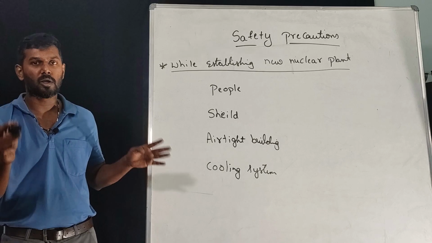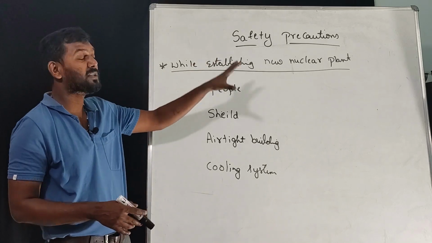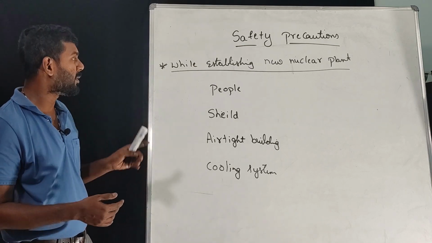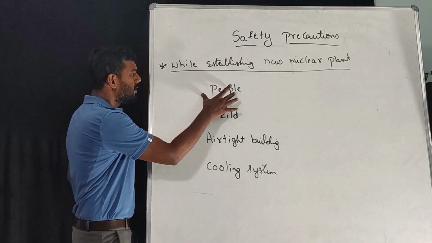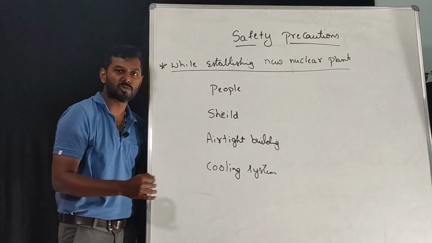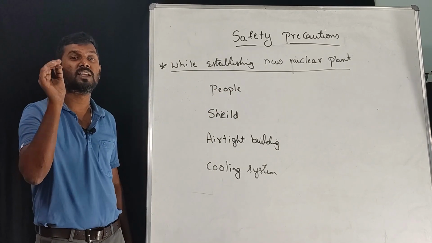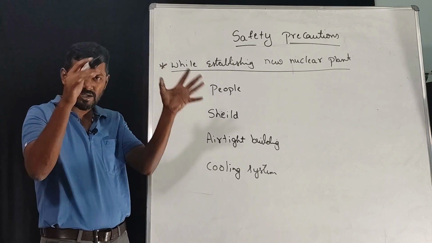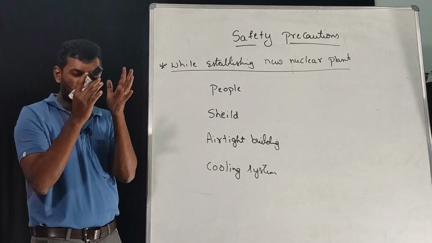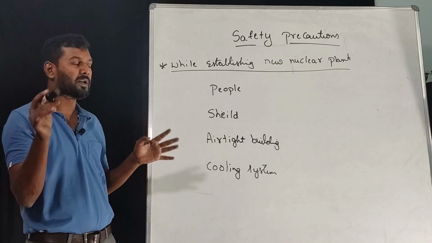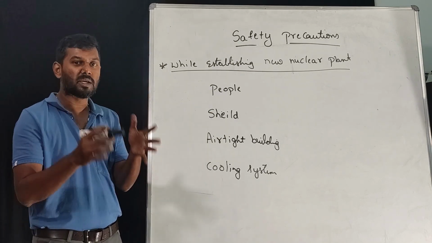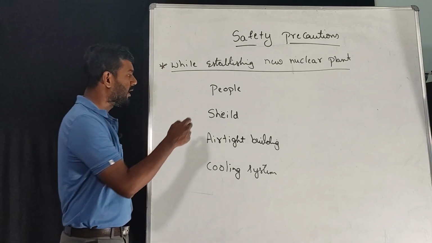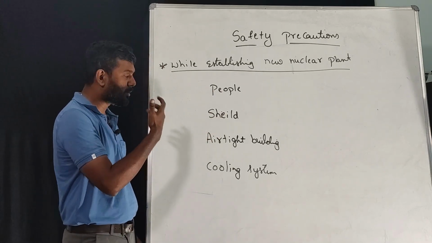Now we'll talk about safety precautions. First, while establishing a new power plant. Before building a new power plant, these are the safety precautions we should know. We have to make sure that people are not exposed to radioactive radiations if there is any accident. Next, it should be shielded. What do you mean by shield? Protected with thick lead material, so that lead is the only material which will not let the radioactive radiations pass through it. So it has to be shielded with thick lead material.